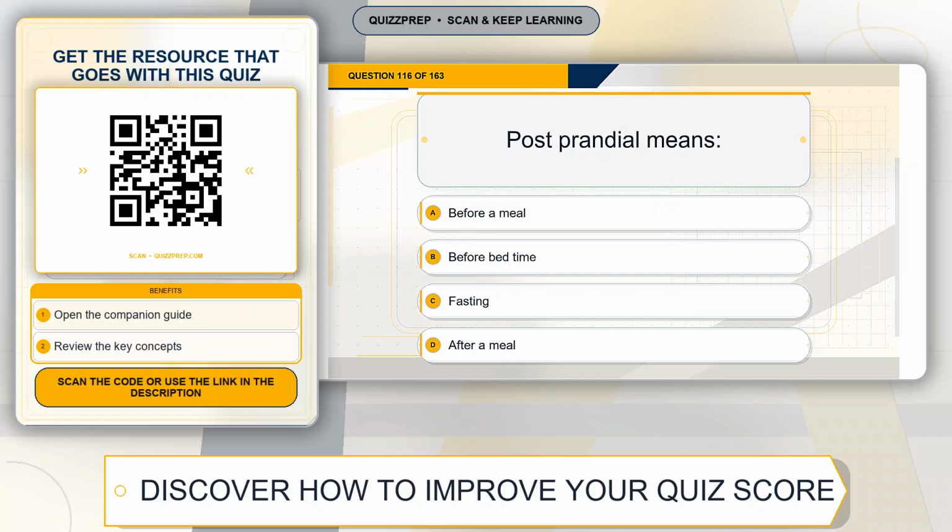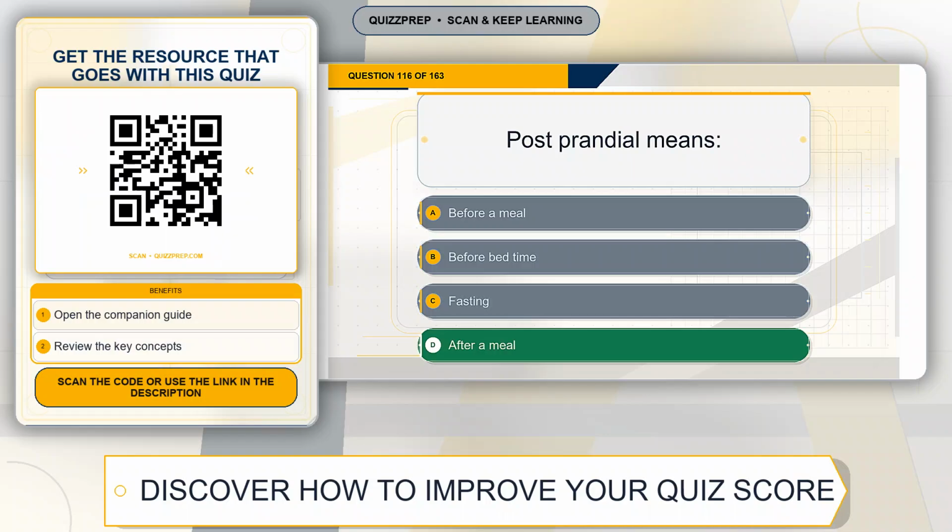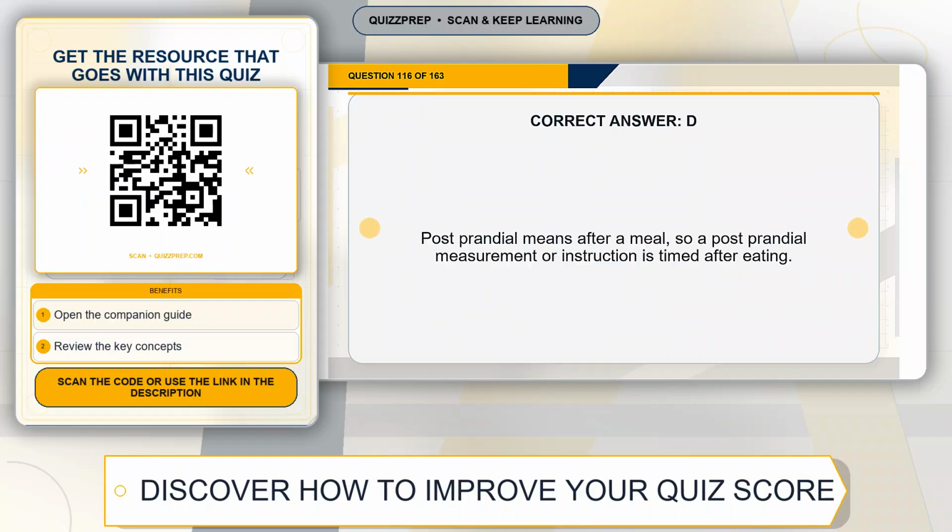Question 116. Postprandial means. Option A, before a meal. Option B, before bedtime. Option C, fasting. Option D, after a meal. The correct answer is option D, after a meal. Explanation. Postprandial means after a meal, so a postprandial measurement or instruction is timed after eating.